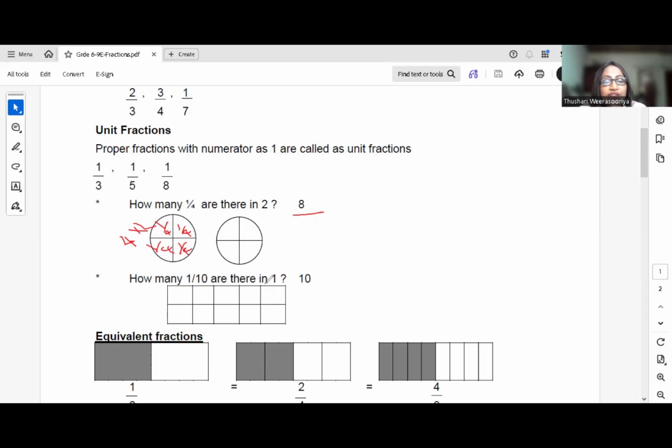How many 1 over 10s are there in 1? You take one figure and divide it into 10 parts. One part is 1 over 10. How many 1 over 10s are there? 5, 10. The number of 1 over 10s in 1 is 10. Right? I assume that you can understand that. We will go further.